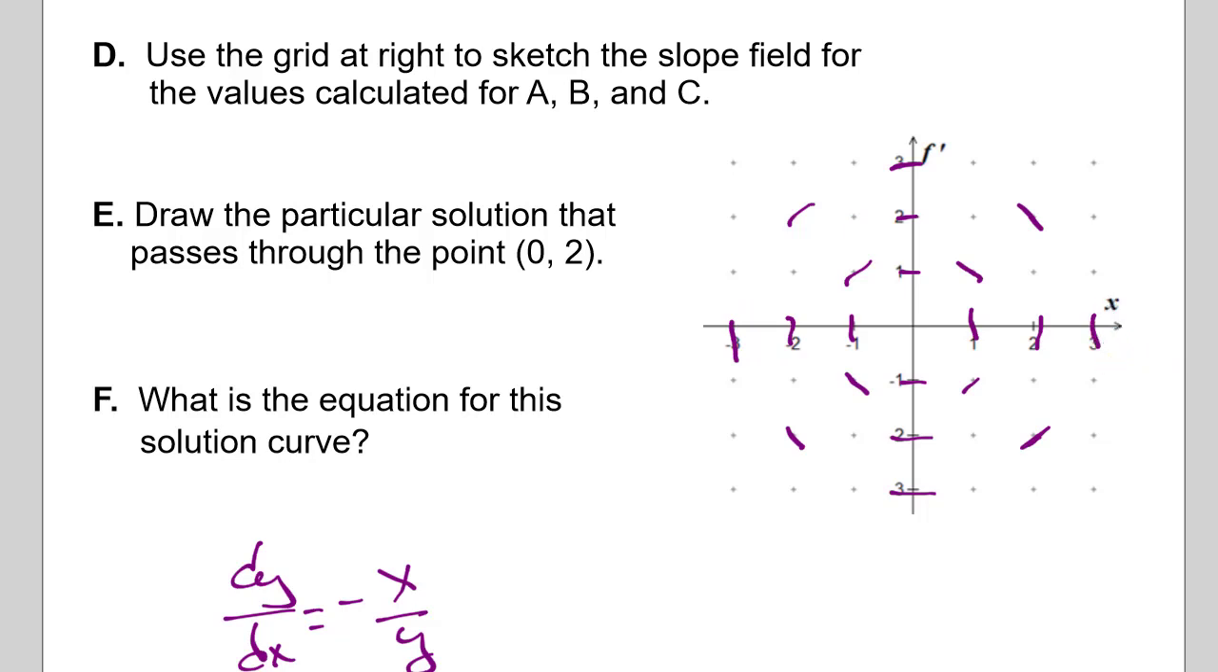Okay. All right, so it says use in part D, we use the grid at the right to sketch the slope field for the values calculated for A, B, and C. We added a few extra values. Then it says draw the particular solution that passes through the point 0, 2. Okay, so here is 0, 2.